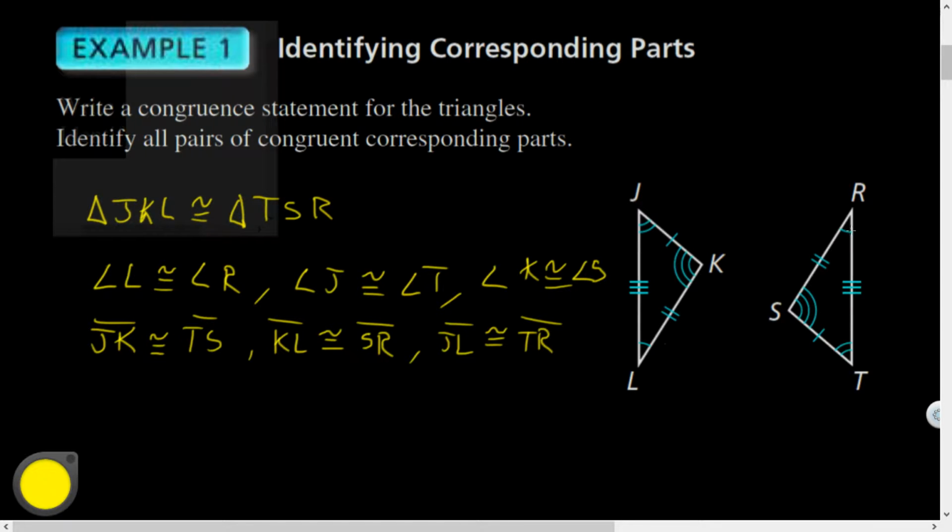Let's just verify one of them. Is JL congruent to TR? You better believe it. Oh, yes. Wonderful, wonderful, wonderful. Aren't you guys? You guys just love it. Let's do example 2.